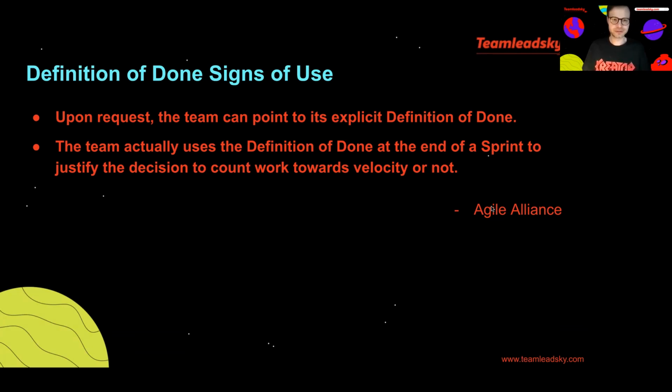Doesn't happen always, right? And then the team is actually using the definition of done when, if they're working in sprints and talking about velocity, they use the definition of done to understand whether they can count certain work as done within the sprint or not. And that gives you an understanding of whether the team members are actually using the DoD.